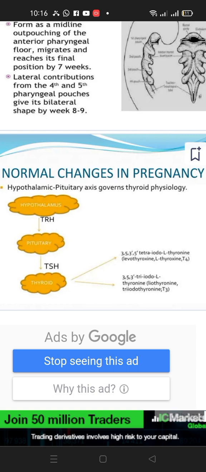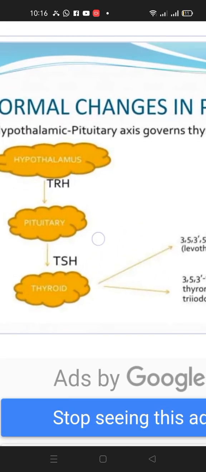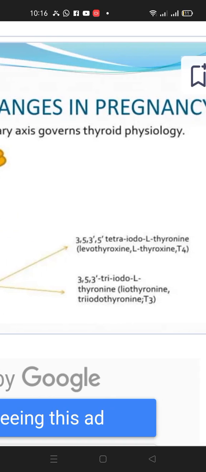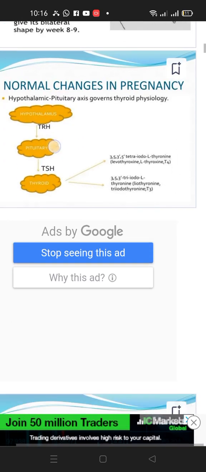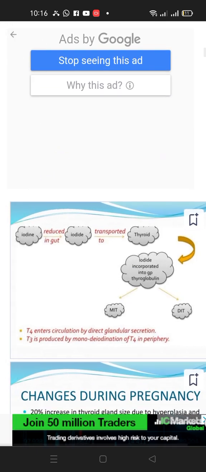the thyroid physiology. So the hypothalamus produces thyrotropin releasing hormone. This thyrotropin releasing hormone acts on the anterior pituitary and ultimately produces the thyroid stimulating hormone. The thyroid stimulating hormone in turn acts upon the thyroid gland, and ultimately by this activity there is an increased production of T3 and T4.